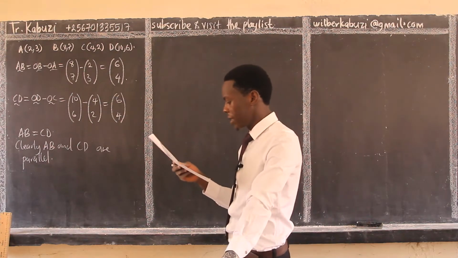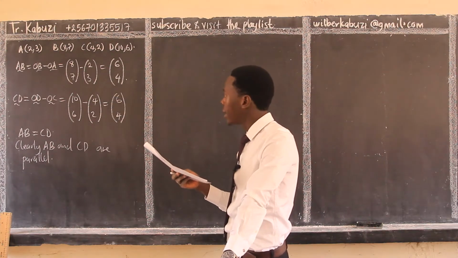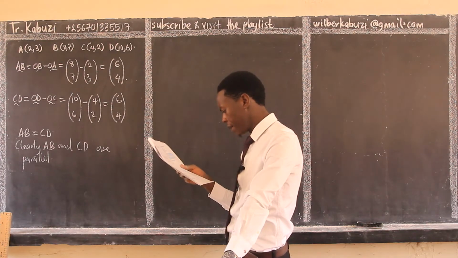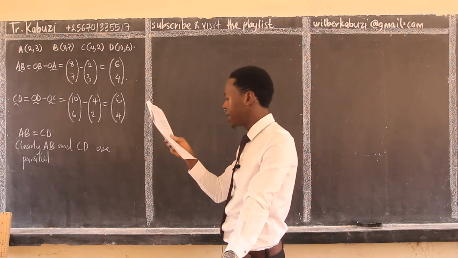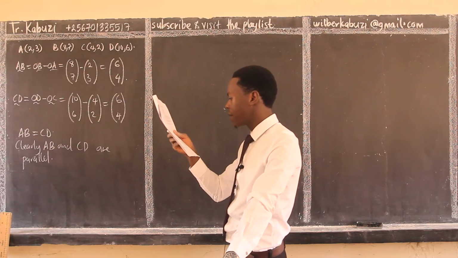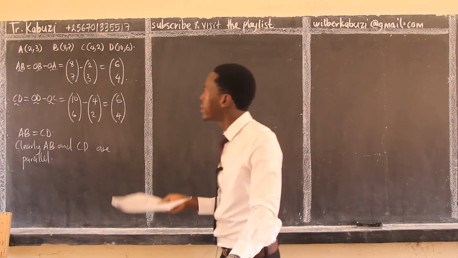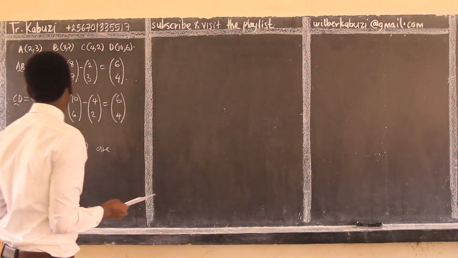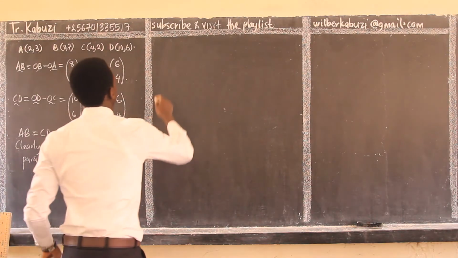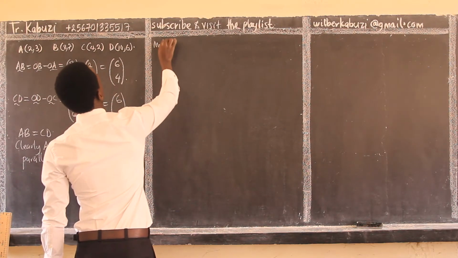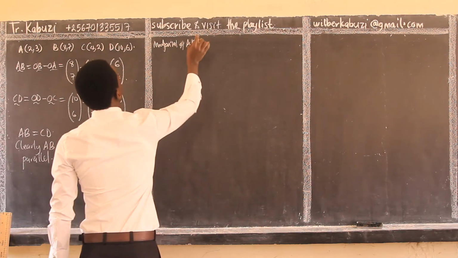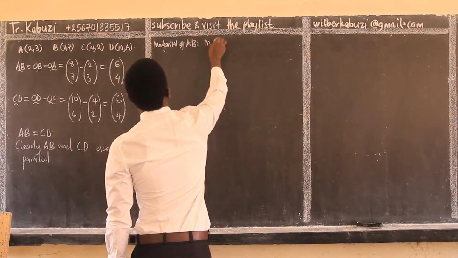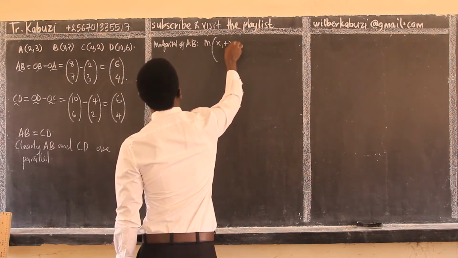So they now want to construct a flyover through the midpoints of the two roads. Let us first get the midpoints of the two roads. We first of all get the midpoint of AB. Remember our formula: always for the midpoint, we get x1 plus x2 over 2.